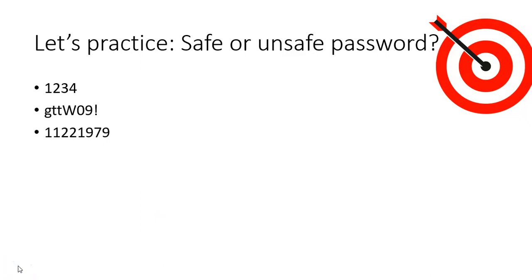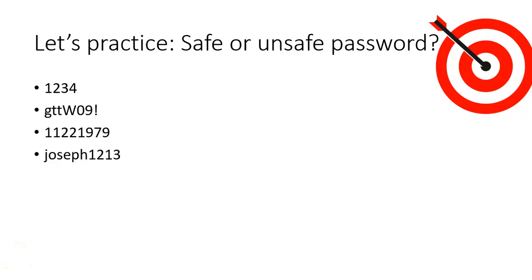Now let's look at another password. 11221979. Is this a safe or an unsafe password? This is actually an unsafe password. It looks like it might be safe because it appears to be just random numbers. But when you break it down, it's actually a date. Never use your birthday or your child's birthday or your husband or wife's birthday for a password. Those are very easy to guess.